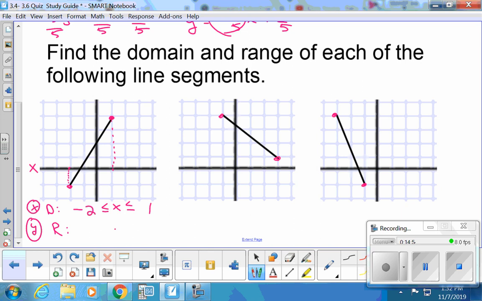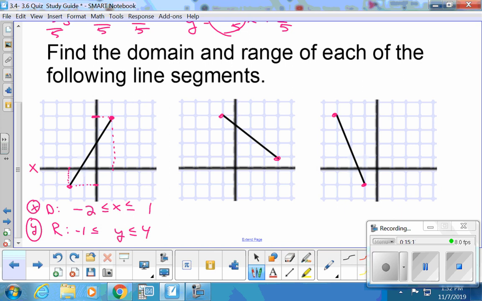Let's do a similar thing with y. Where does this line segment go on the y-axis? From about here to about here. So what are those numbers? -1 up to 4. Did you follow how I did that? No. Not at all? No.